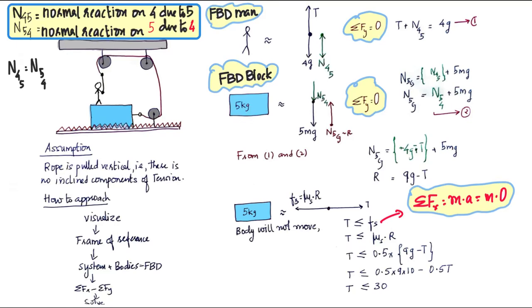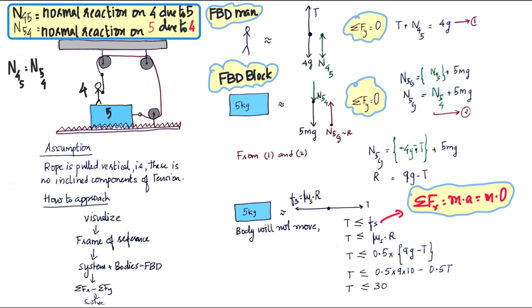So now we have a really interesting question here. A boy of mass 4 kilogram is standing on a piece of wood having mass 5 kilogram. So the mass of this is 5 kilogram. The boy's mass is 4 kilograms. The coefficient of friction between the wood and the floor is 0.5.